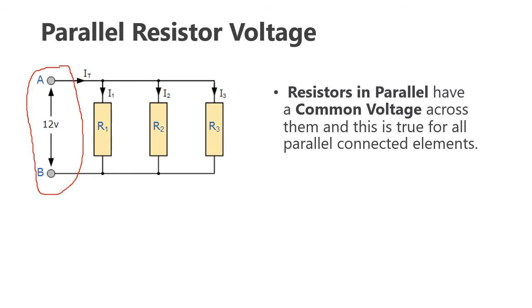Here the common voltage is 12 volts. So we can come to the solution that the voltage drop across each resistor will be equal. Here it will also be 12 volts, and the voltage drop across the resistor R2 will be the same, 12 volts, and the same phenomenon will be applied for all the resistors connected in parallel. Here also 12 volts.